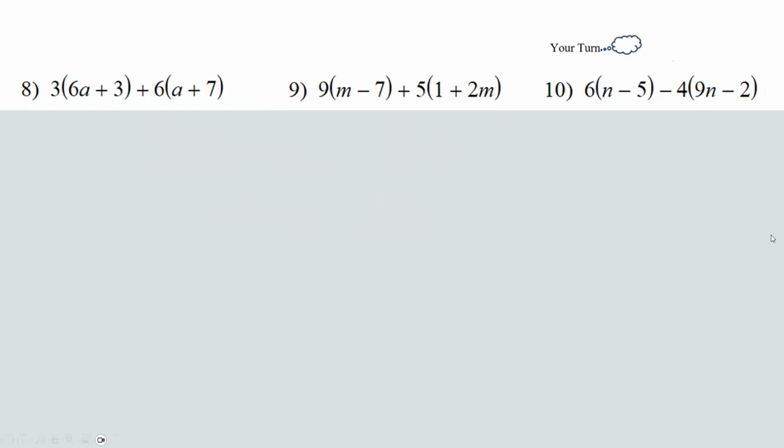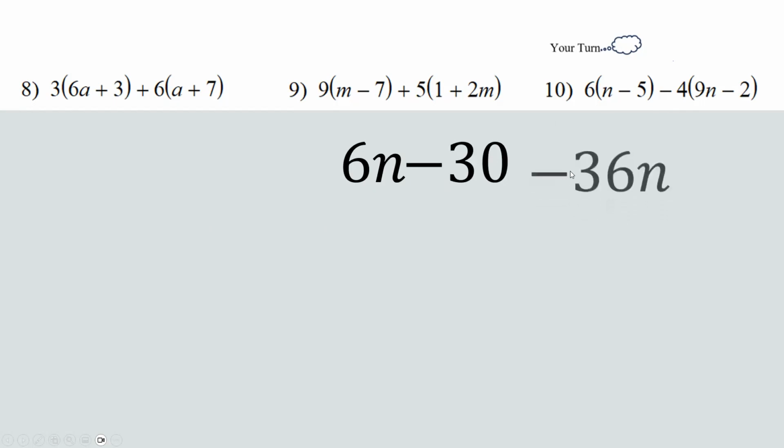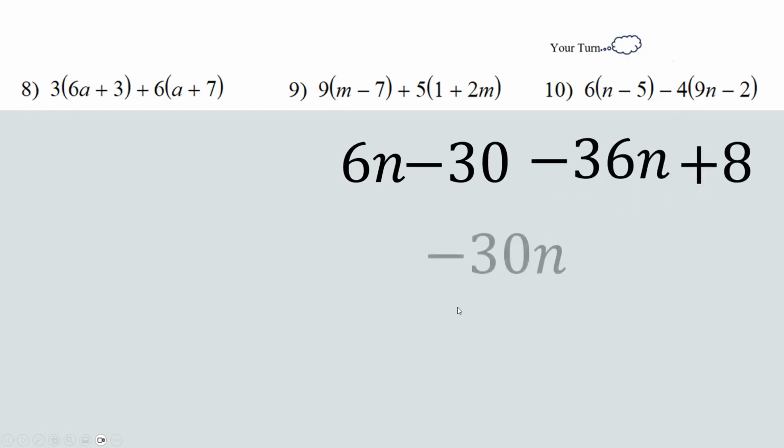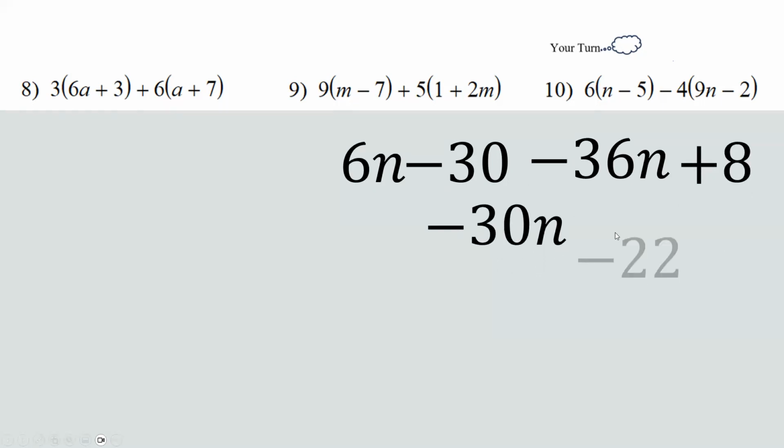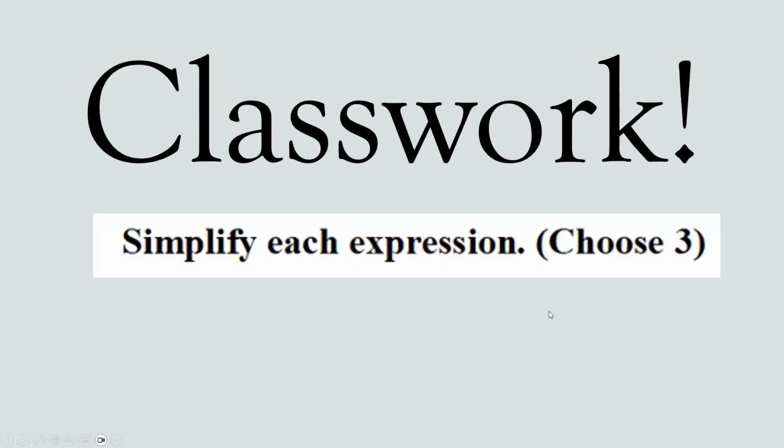All right, here we go. Hopefully when you distributed first, you ended up with 6n minus 30. Next distribution, -36n plus 8. Boom. Combining like terms, you would get -30n and -22. Final answer. All right, go do your classwork.